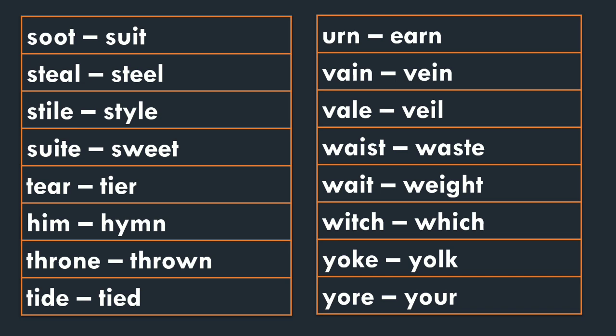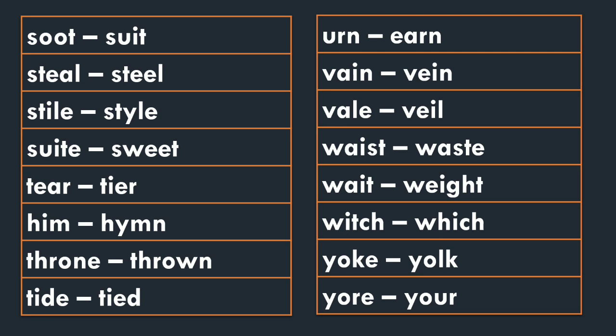Next is wait, W-A-I-T, and W-E-I-G-H-T. W-A-I-T, wait means you wait for somebody, okay, till somebody comes or till something happens. And W-E-I-G-H-T, weight means how heavy something is.